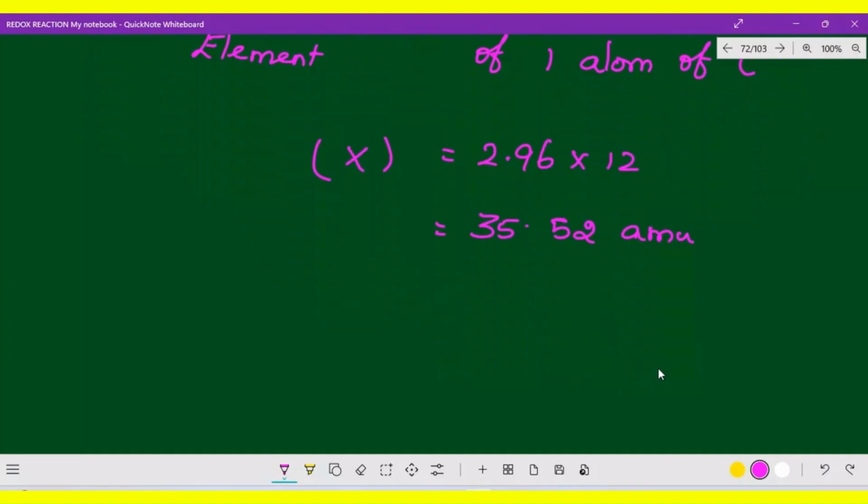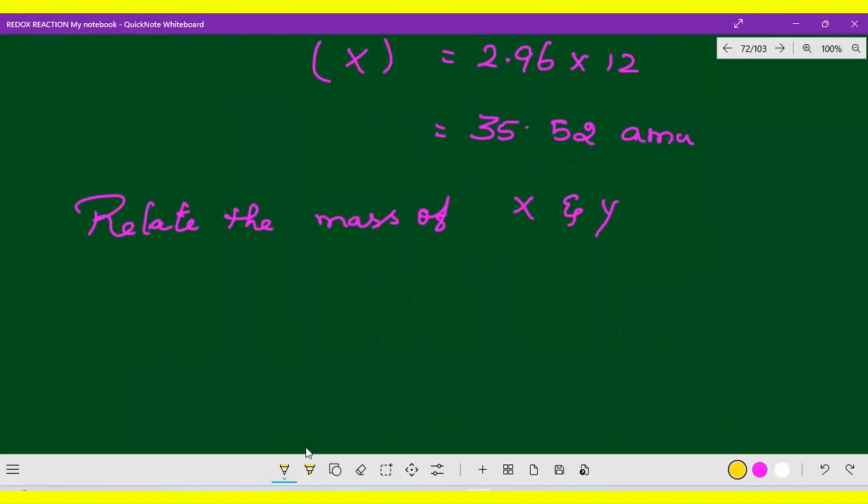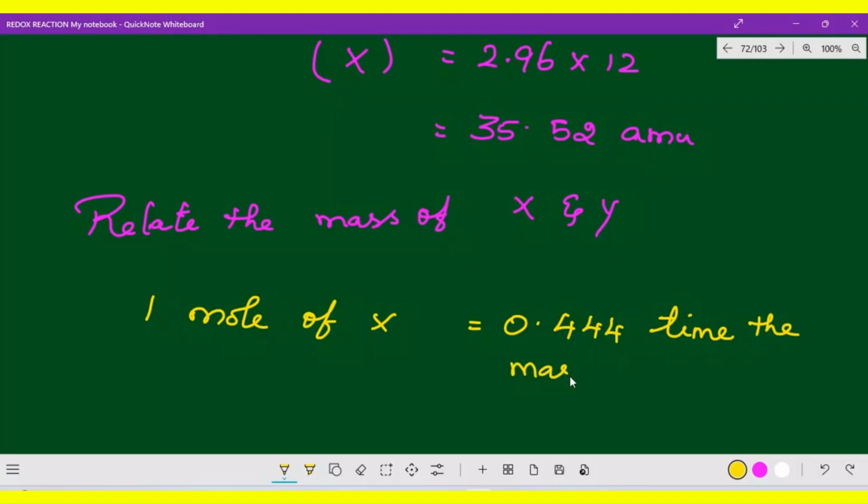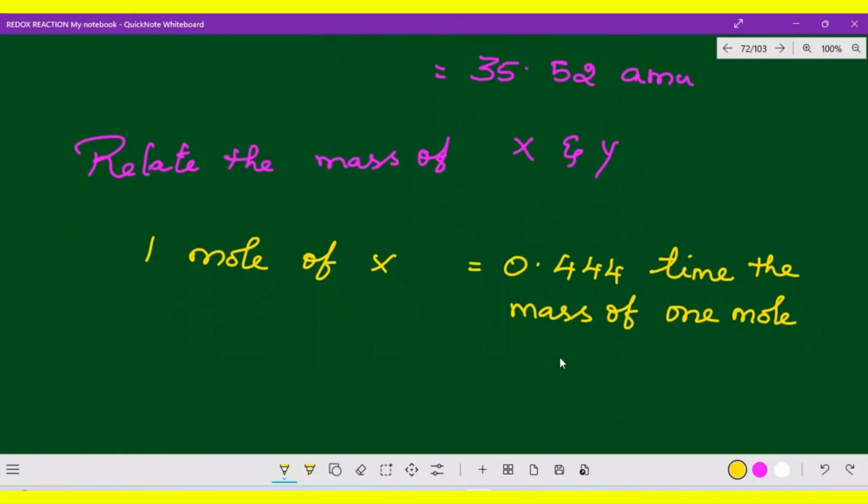Okay, now you have to relate the mass of X and Y. So in that way, here they have given the data: 1 mole of X equals how many times? 0.444 times the mass of 1 mole of Y. 1 mole of Y, right.